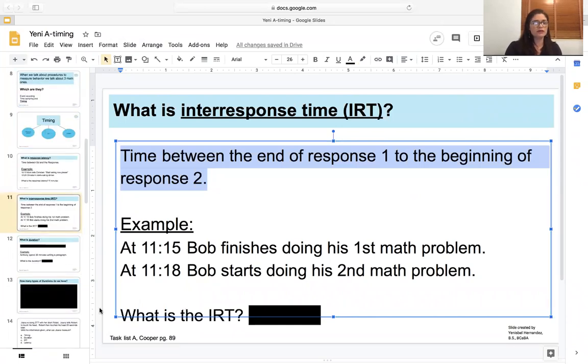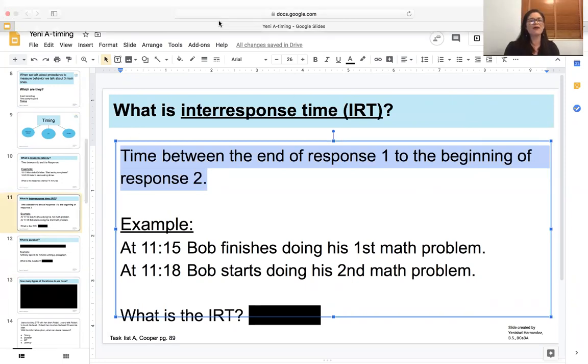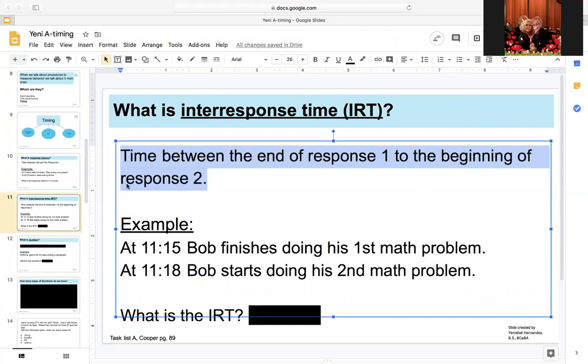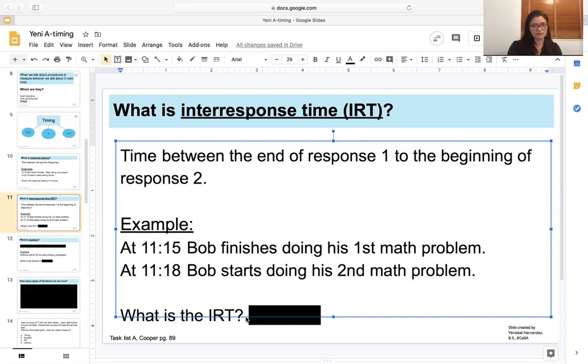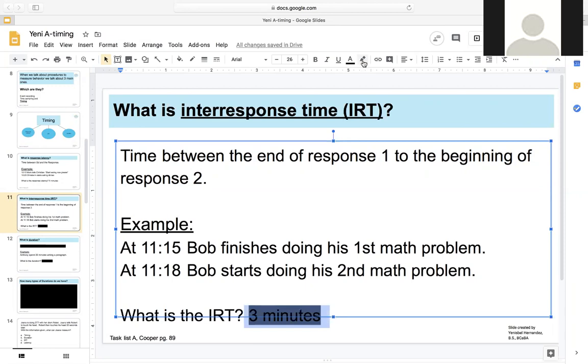Okay, at 11:15, Bob finishes doing his first math problem. At 11:18, Bob starts doing his second math problem. What is the IRT? 3 minutes. Anybody else? Yeah, 3 minutes. So 3 minutes it is.